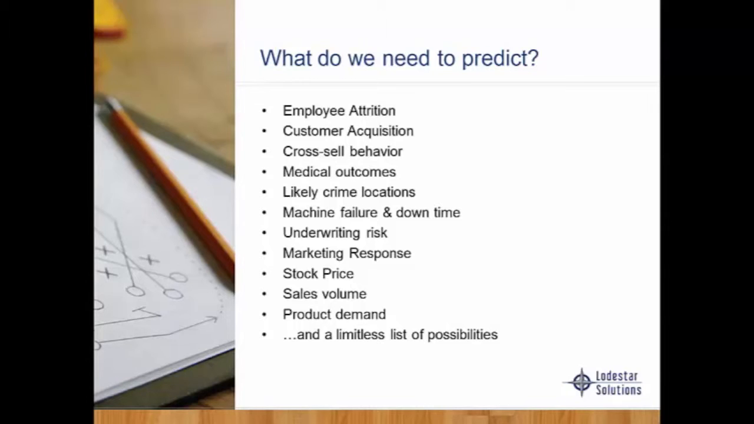Outcomes for patients. I built a model that predicted the onset of congestive heart failure a couple of years ago in a population of people in Virginia. So you can predict almost anything. The list of potentials is practically limitless, and we're not going to go into all of the details here. But how do we do it?